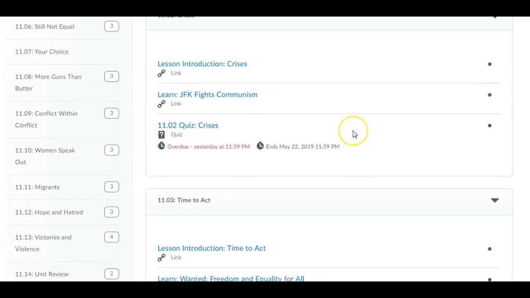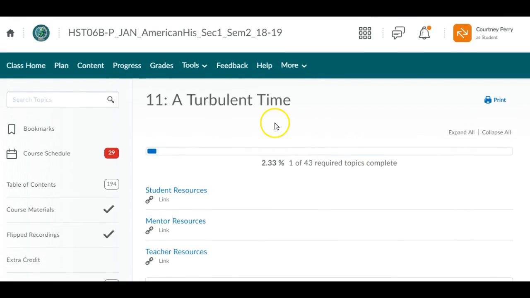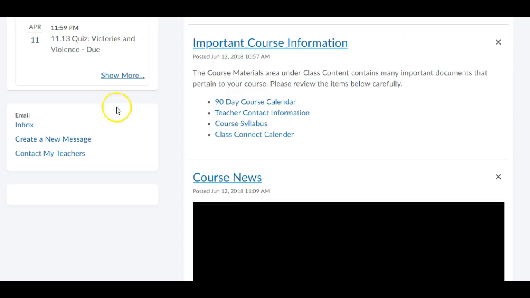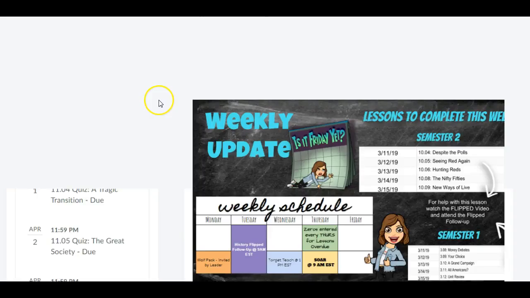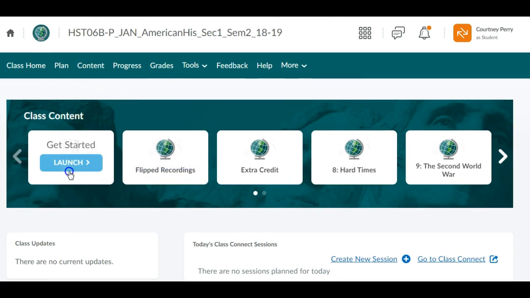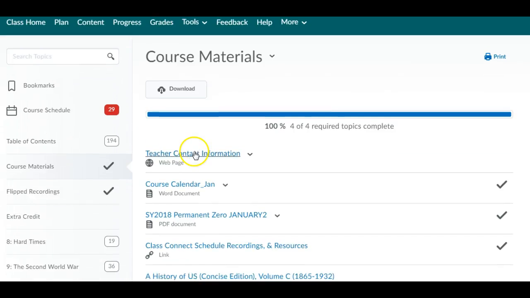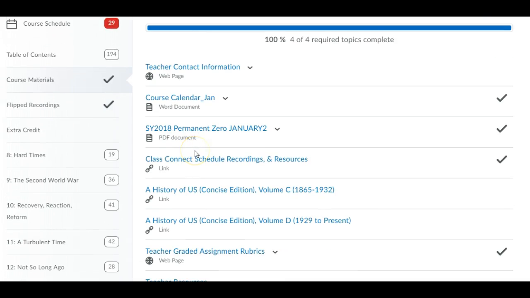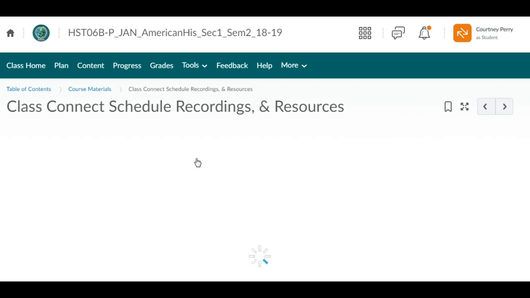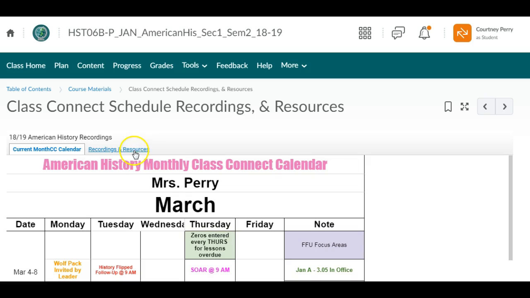You can also take a look at the notes guide. So if you go to Class Home, or over on the side we had the course materials. We could have clicked straight on that, but if we go to our course materials, we should be able to find our notes guides. You can go to the recordings and resources. This is just one place the notes guides are.